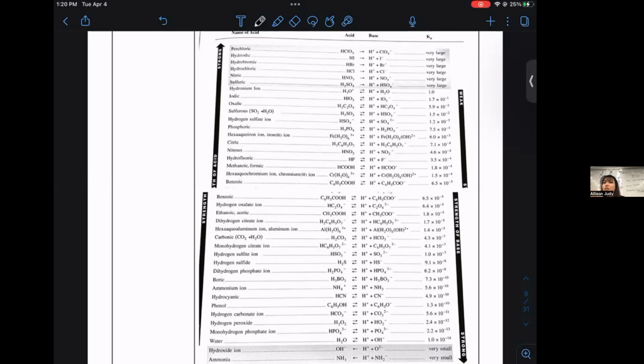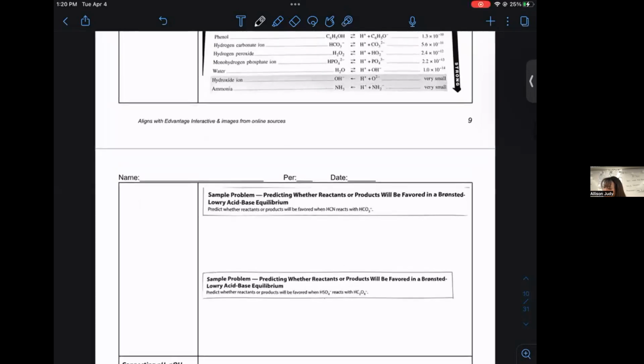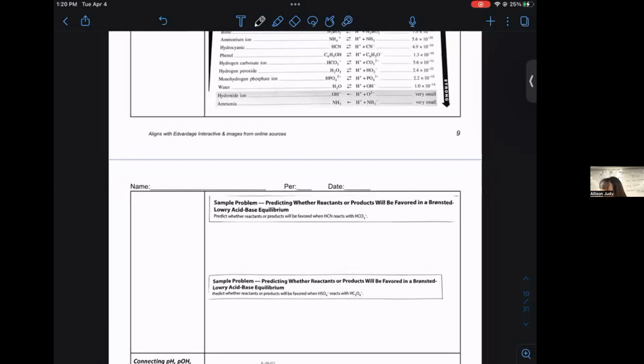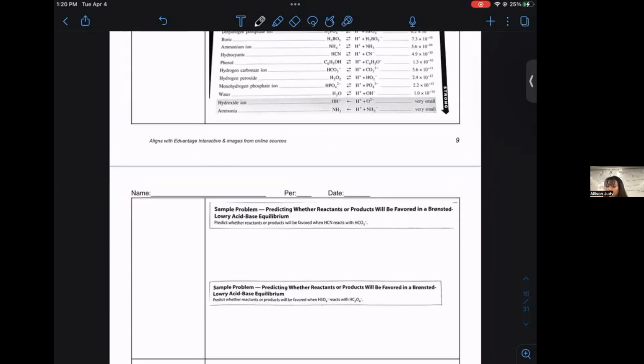Great. So let's do a couple of sample problems on how we can predict favorability based on Bronsted-Lowry equilibrium. Actually, you don't even need me to help you with this. Just try this looking at the table. Go ahead and look at these problems and let me know what you think at the end. Would someone like to share what they chose and why?